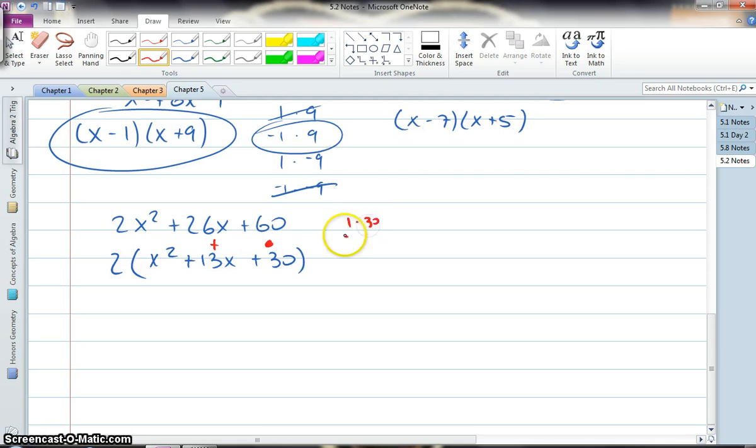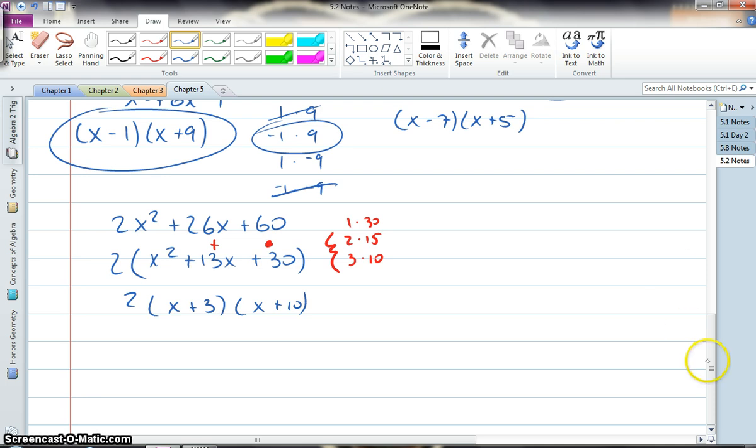So I have 1 and 30, 2 and 15, 3 and 10. And I think that's it. This one's a little tricky because both of these might work. However, it's positive. So what numbers are going to multiply to positive 30 and add to positive 13? Well, that's going to give me x plus 3, x plus 10. Now, if I just say factor, that's what you would do there.